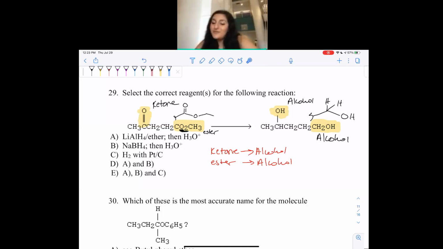A strong reagent. So, between these two answer choices, which one is a strong reagent? Correct. It is A, because A comes before B in the alphabet. Therefore, it has to be stronger.